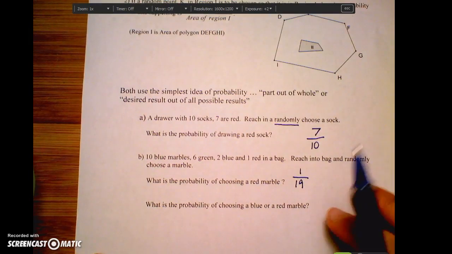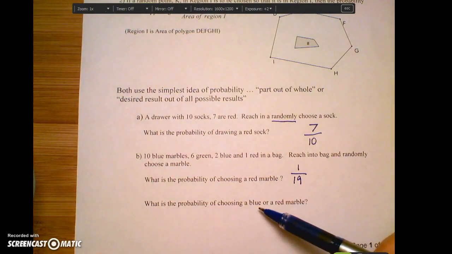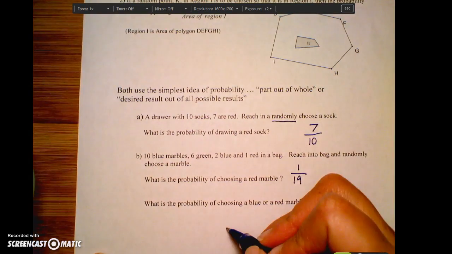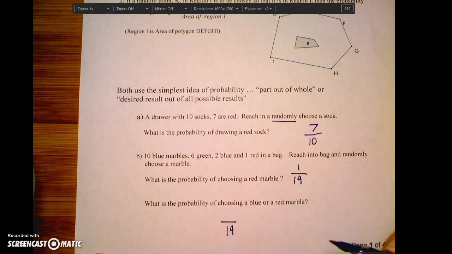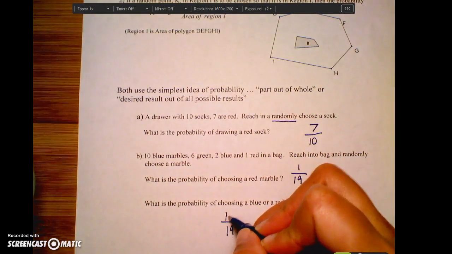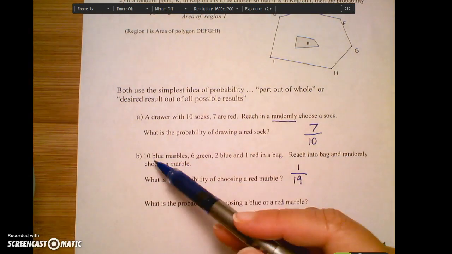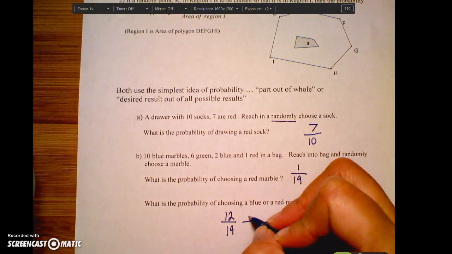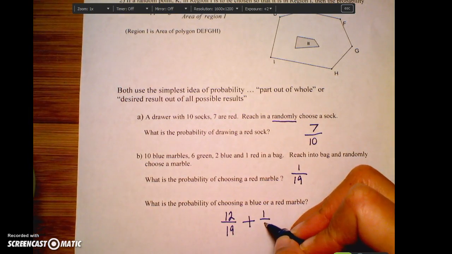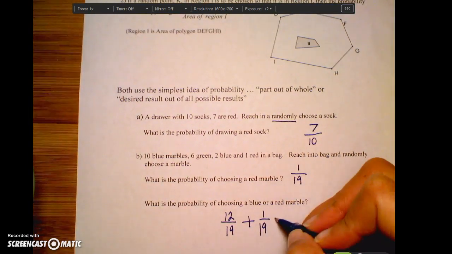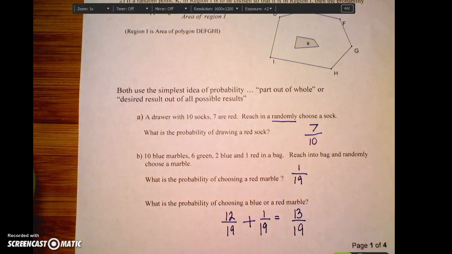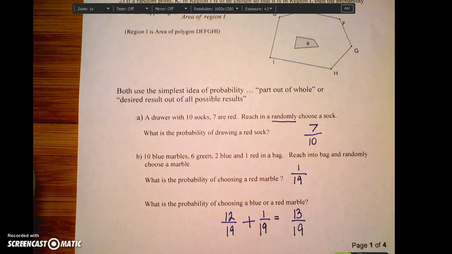So then the question asks, what's the probability of choosing a blue or a red marble? Well, you're still choosing out of the 19, but a blue marble would be, because of my weird problem, 12 out of 19, plus there's a chance that you could choose that 1 red, 1 out of 19, which gives you a grand total possibility of 13 out of 19.